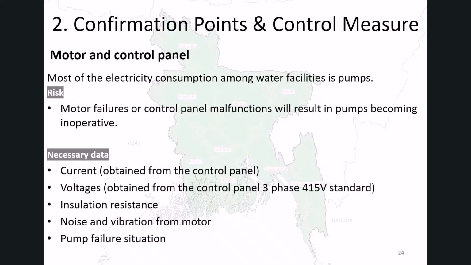Most of the electrical power consumed in a water supply facility is used for pumps. If the pump motor or control panel fails, the pump may stop, causing the entire water supply system to stop functioning. To identify electrical equipment problems, it is necessary to check the current, voltage, and insulation resistance values at the control panel. It is also important to check the motor for abnormal vibration and noise.